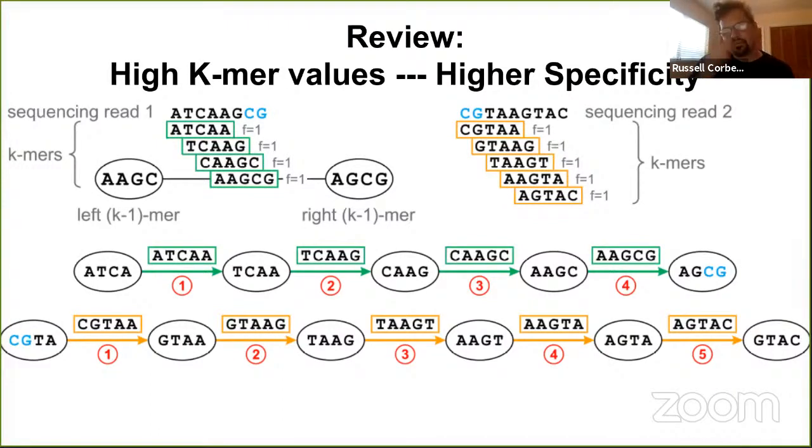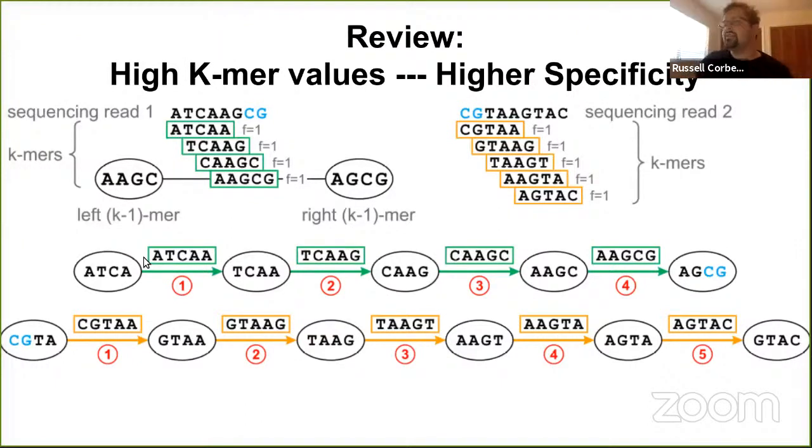The other problem, the other side of this spectrum, is a very, very high K value where you have high specificity, but you may not even see overlaps between your reads, right? If your sequencing coverage is not that high, there's a good chance I won't get the right read that tells me there's a given overlap. So this is an example of that.